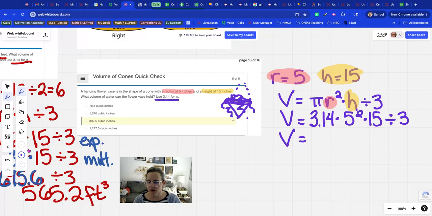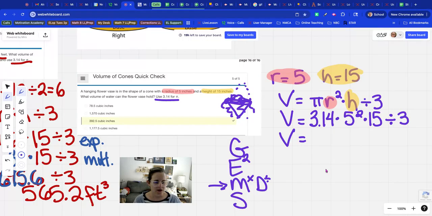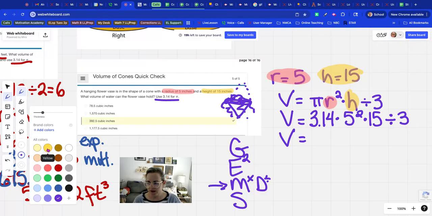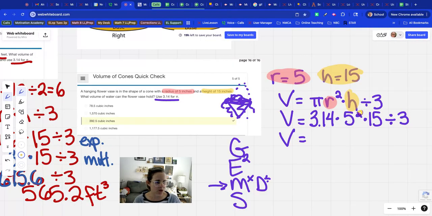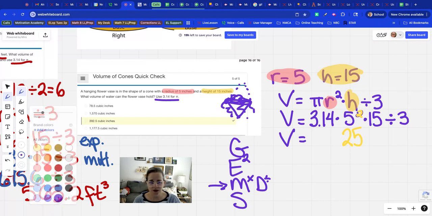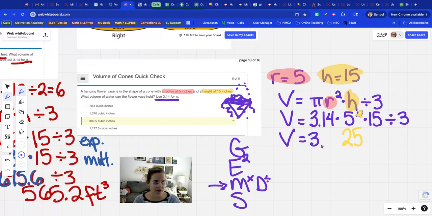Okay, I'm still going to be thinking about GEMS. E for exponents, M for multiplication and division. And again, we go from left to right. We don't have any subtraction or addition here. Let's go ahead and do the exponent first. 5 to the second power is 25 because that's 5 times 5. I'm going to bring everything else down. That's all I'm going to do in this step.